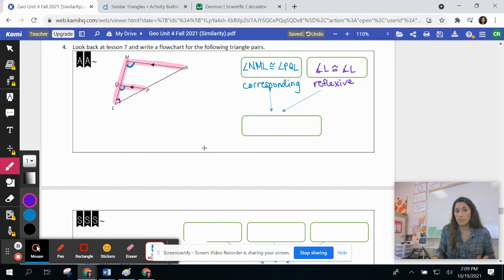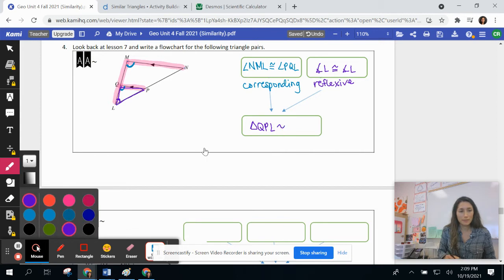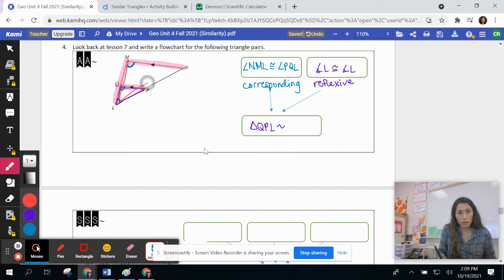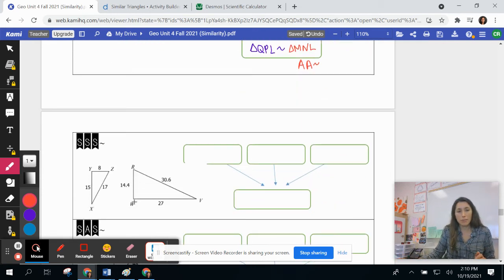Now we have 2 angles that are the same. So we have this triangle here, triangle QPL, and it is similar to this overall larger triangle. So if I started with Q, then went to PL, I would do MNL. And the reason that they're congruent, or similar rather, is because of the 2 angles that are the same. So you notice every box has kind of a statement in it, and every box underneath it has a reason for that statement.